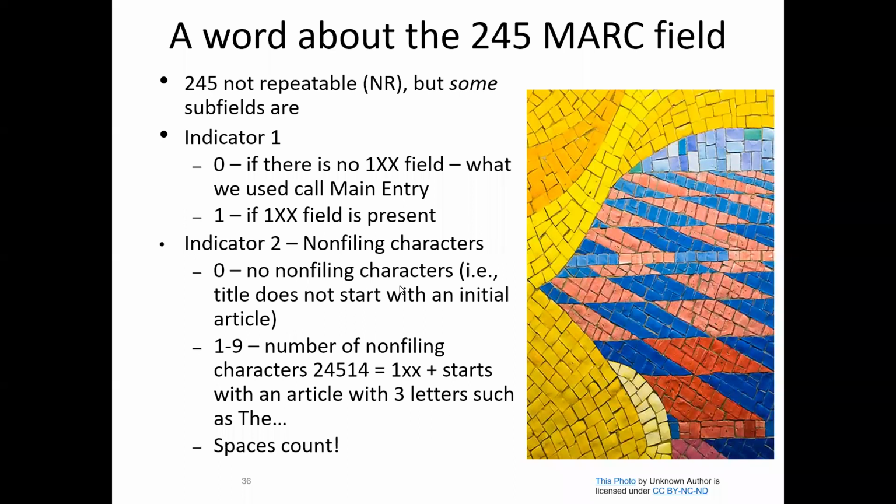You will see in bibliographic formats and in the MARC manual, you will see NR and you will see R. NR means not repeatable. That means you may not have another one of those fields. You notice here I say 245 is not repeatable. That's not me saying that. That's the MARC manual saying that. So you can't put in two 245s.